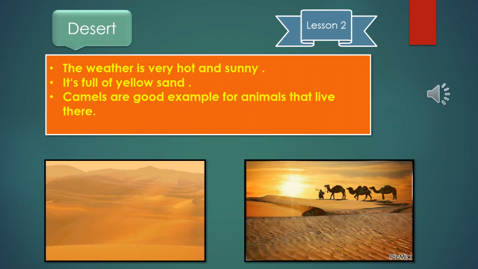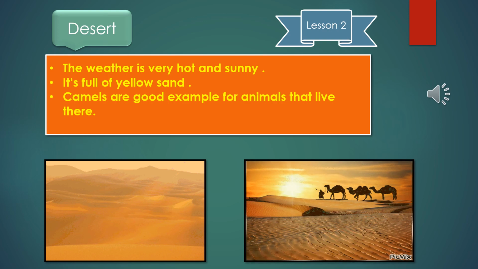Okay, my students, after we define the meaning of habitat, now let's get some examples of the different types of habitat that we have in our world. The first one is called desert habitat. In the desert, we can see what? Number one, the weather is very hot and sunny. Also, it's full of yellow sand.